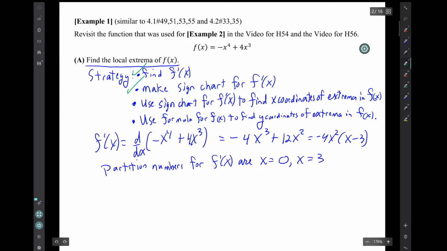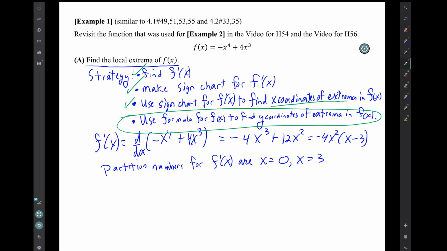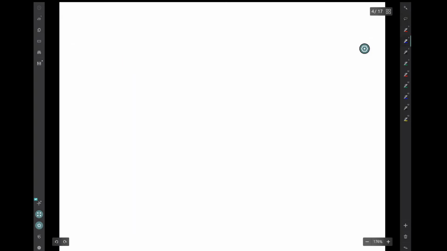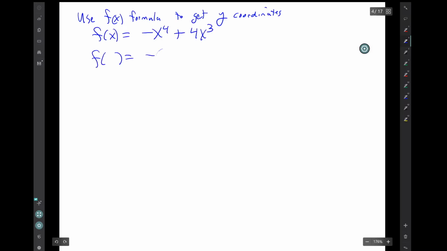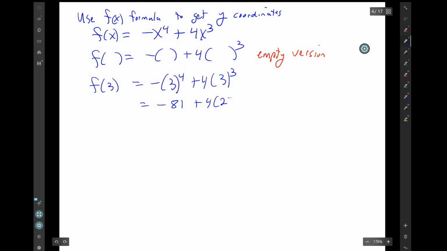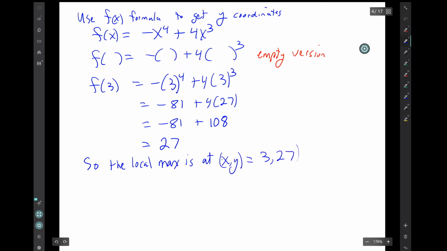We used the sign chart for f prime to find the x-coordinates of the extrema in the graph of f of x. But now we need to find the extrema, that is, we need to find the xy coordinates of those points. So we have to do this. We have to go back and use the original formula for f of x to find the y coordinates of those extrema. So our local max has xy coordinates 3, 27.